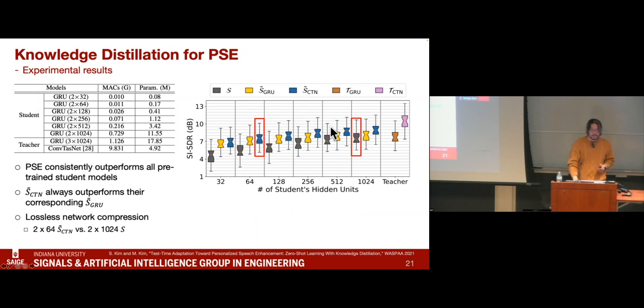So as you can see here, the performances are very similar to each other, but if you look at the number of multiply accumulations, the amount of computation and the model size, it's like a lot of compression. It's like 66 times lower computational cost.